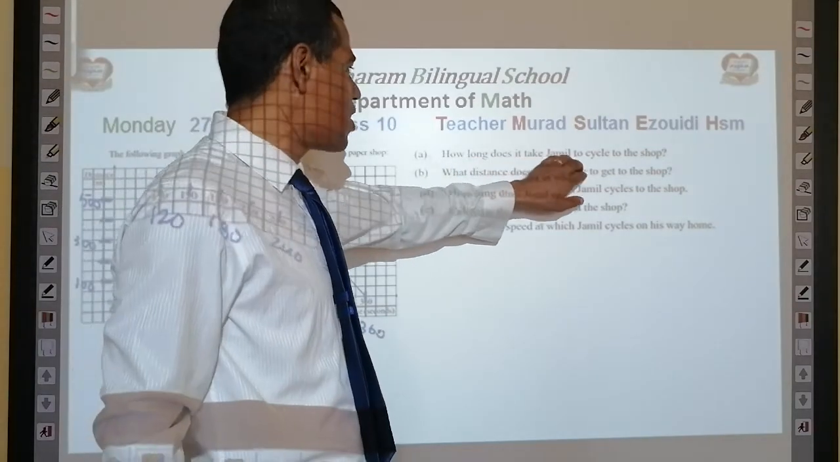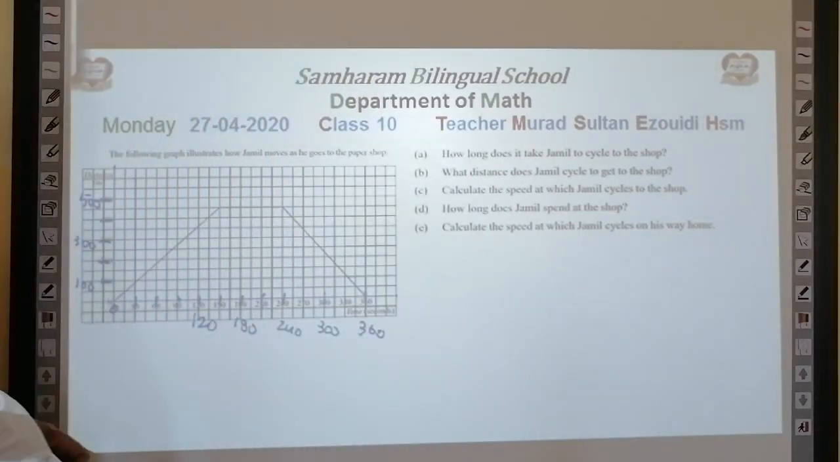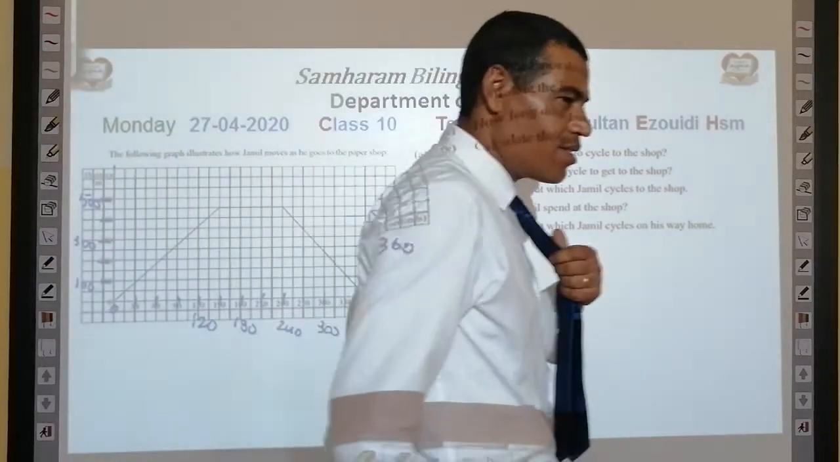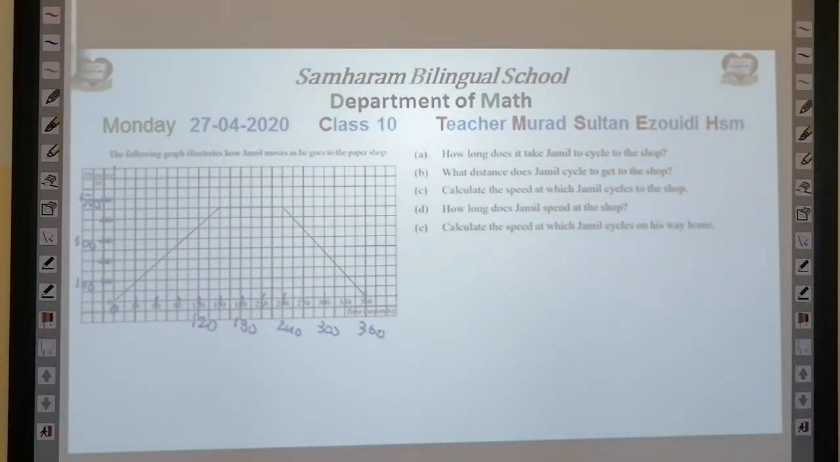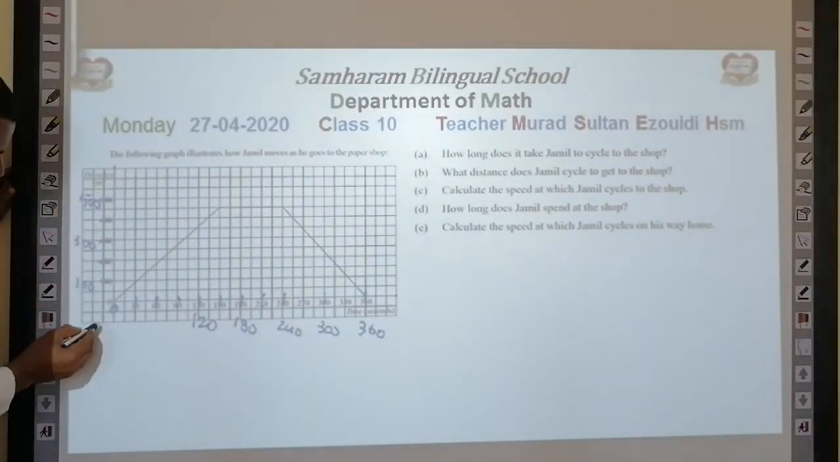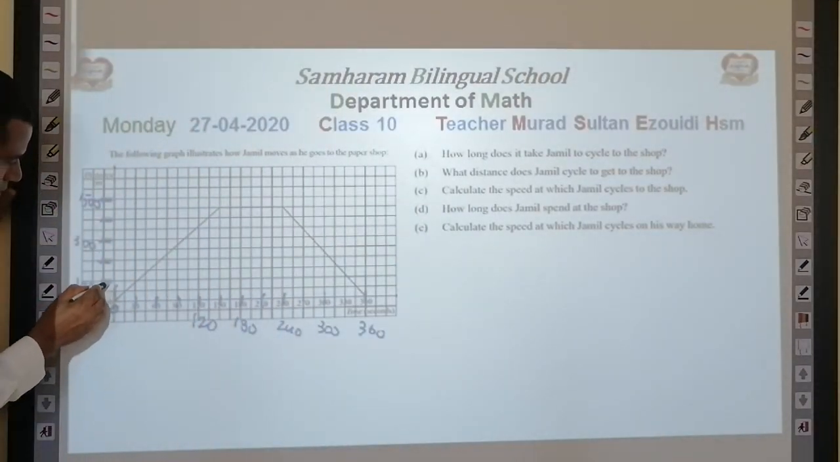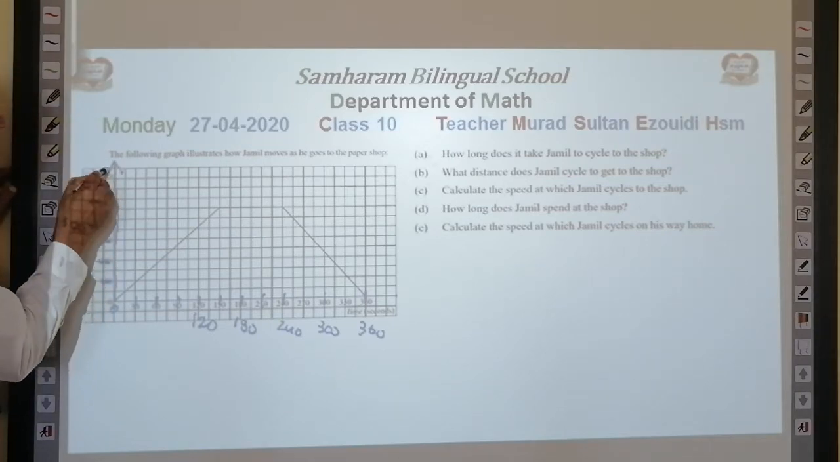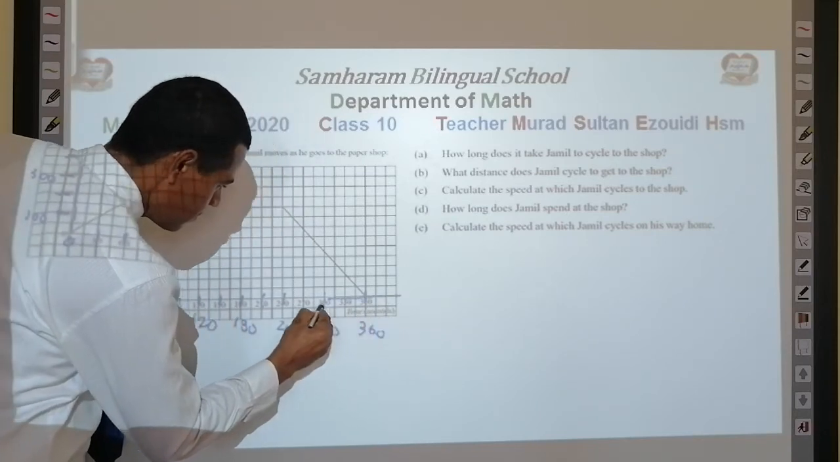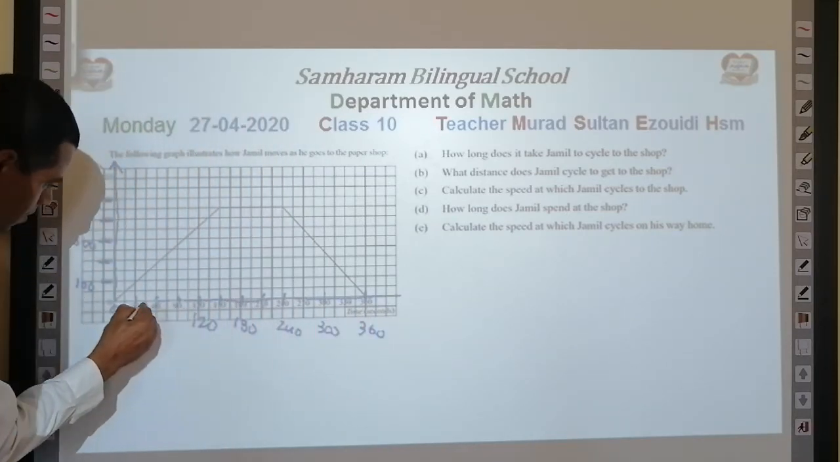So, now the question is, how long does it take Jamal to cycle to the shop? So, what is the distance? This one denotes the distance, and this is the time.